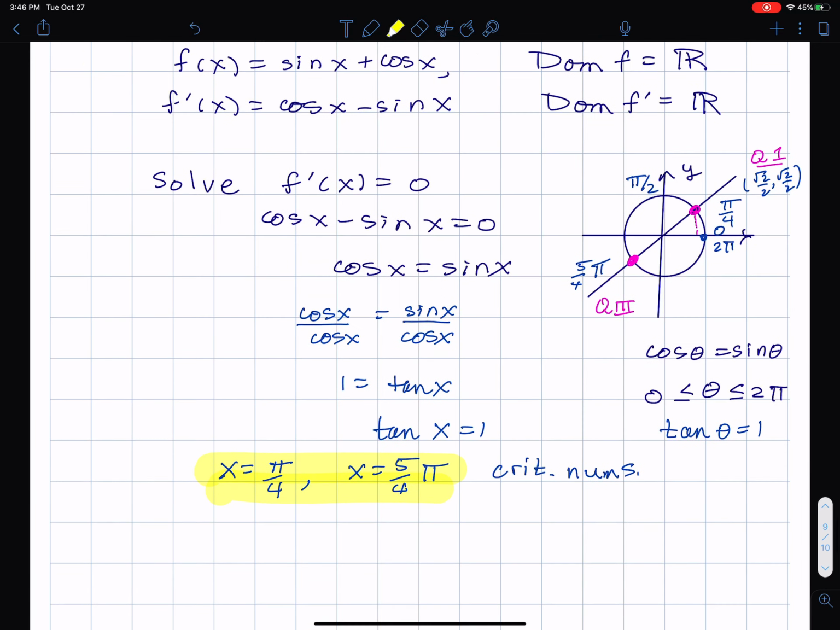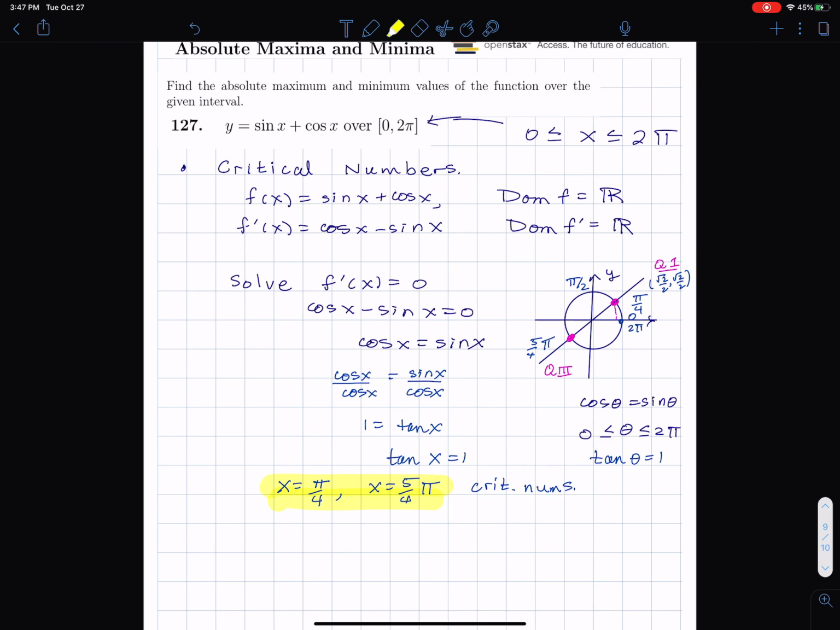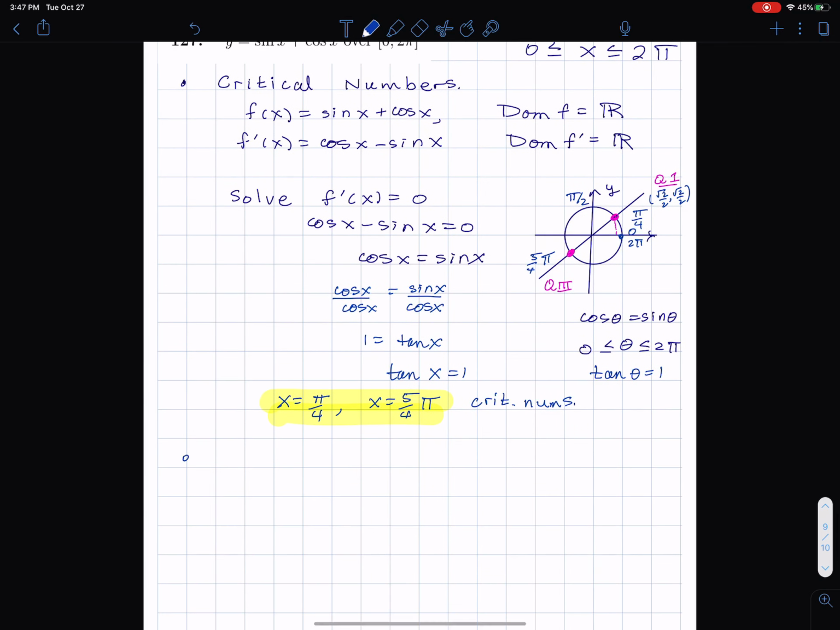All right, now, what was our goal? It wasn't really to find the crit nums, that was our intermediate piece. What we're going to do is plot endpoints, i.e. x equals 0 and x equals 2 pi, the endpoints of our interval, and crit nums, which are x equals pi over 4 and x equals 5/4 pi.